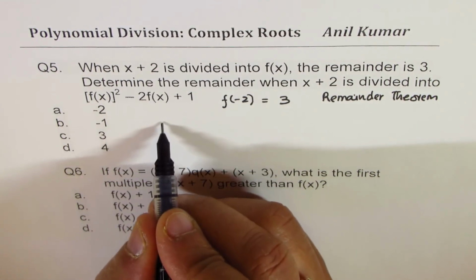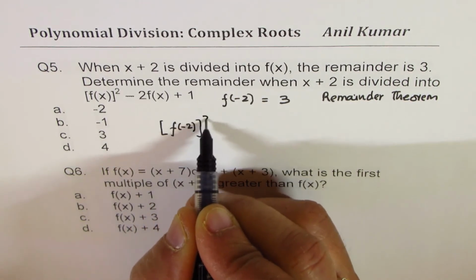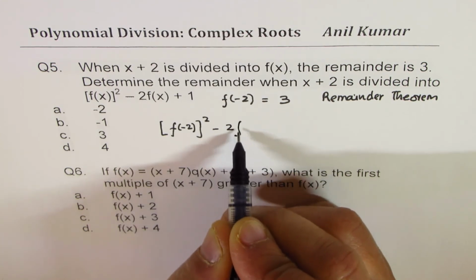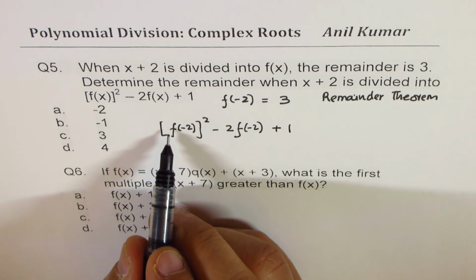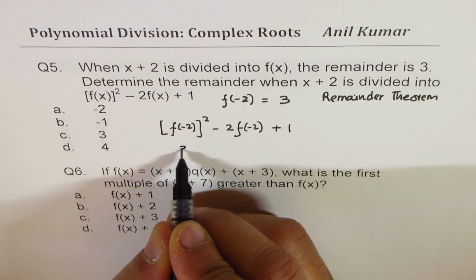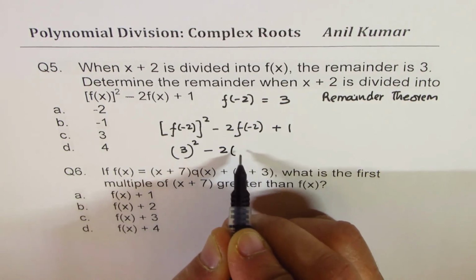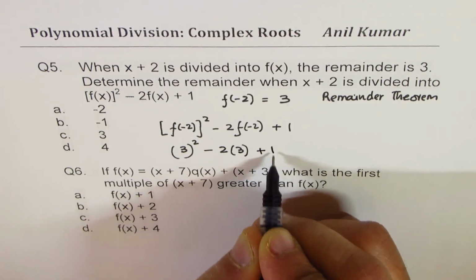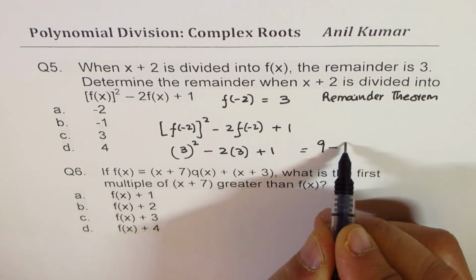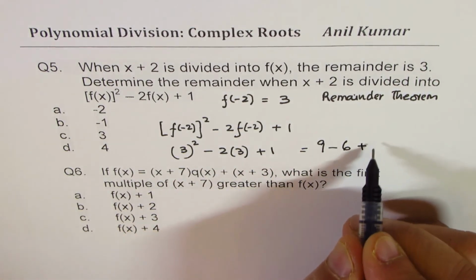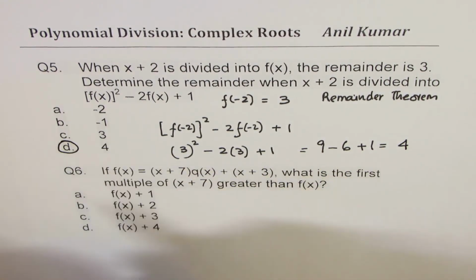Right? So what we get here is f of minus 2 whole squared minus 2 times f of minus 2 plus 1. Now f of minus 2 is 3, so we get 3 squared minus 2 times 3 plus 1. Now 3 squared is 9, right? Minus 2 times 3 means minus 6, plus 1, and that gives you 4. So option D is the right option.